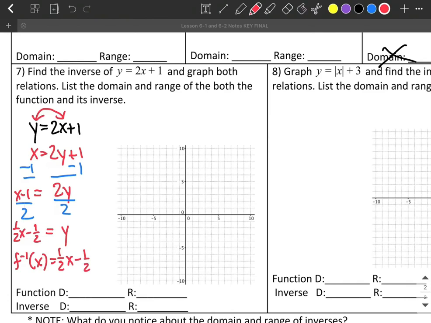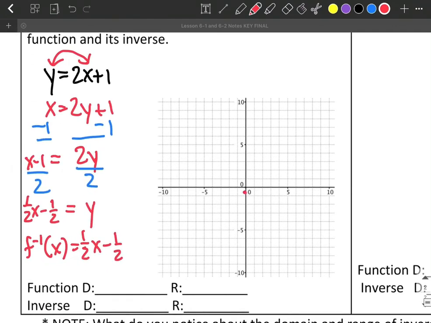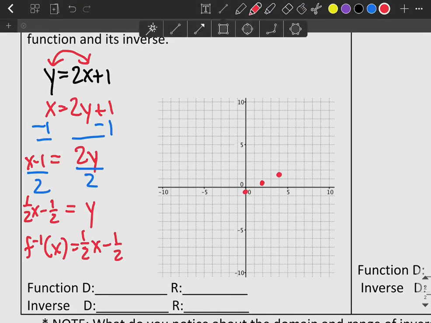And to graph that, I know I'm going to start at negative 1/2. So I'm going to start here. And I'm going to go up 1 and to the right 2. So up 1 to the right 2 puts me here. Up 1 to the right 2 puts me here. And then I have 3 points, so now I can connect those with a line.